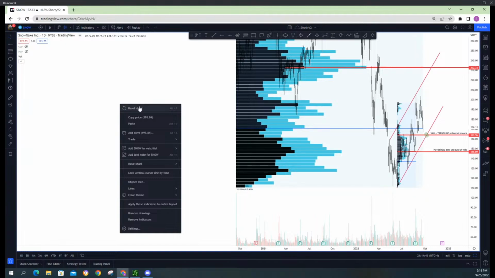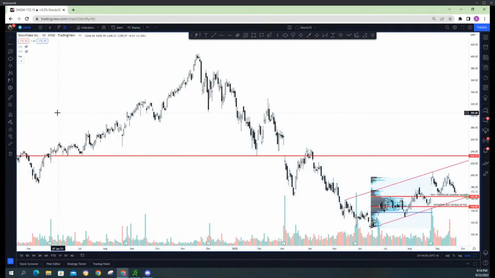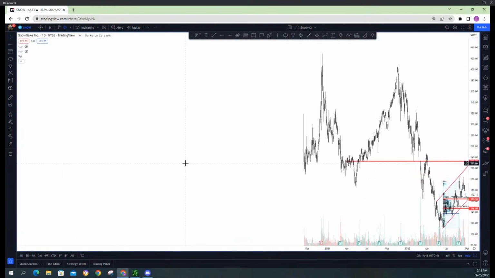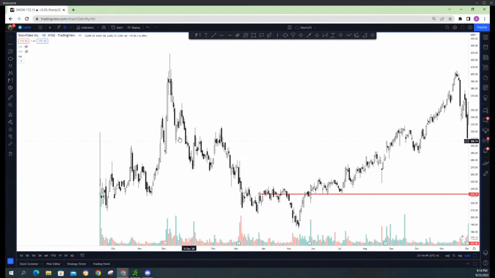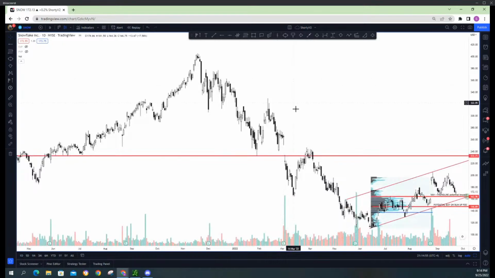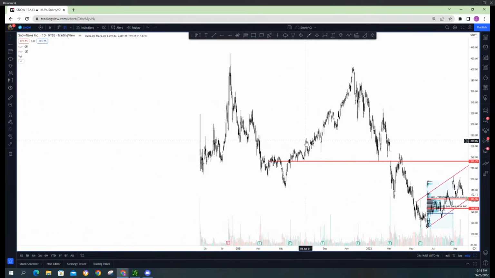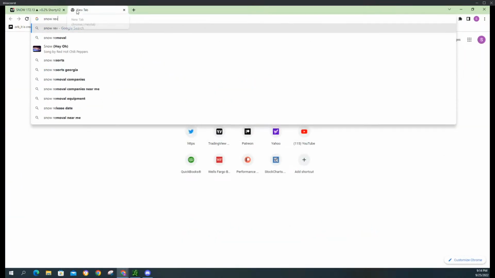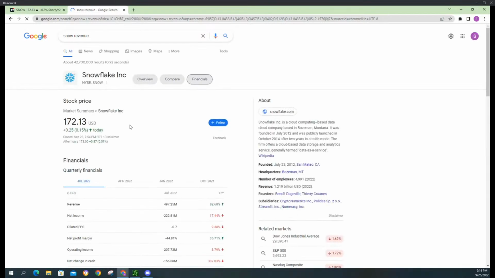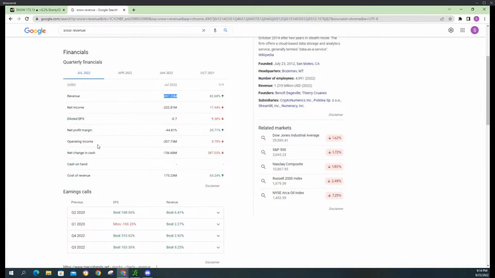Where was their IPO? Yeah, it's a $55 billion company. How much? 55? 55 billion? Yeah. Wow. Holy crap. That's their market cap. Oh, market cap. Okay. Oh, you're asking about sales. Sorry, I was just looking for the market cap.